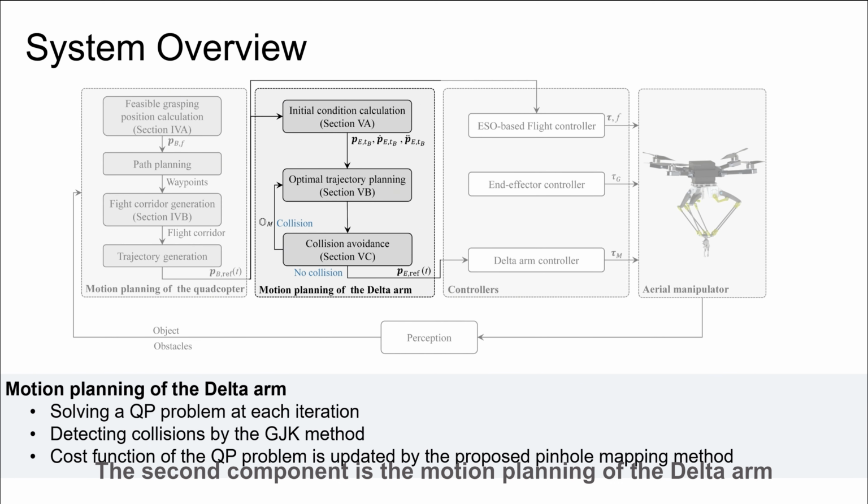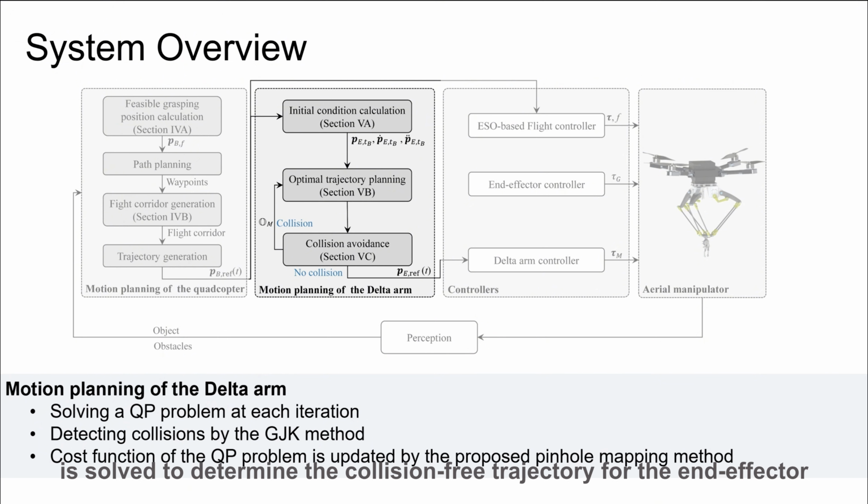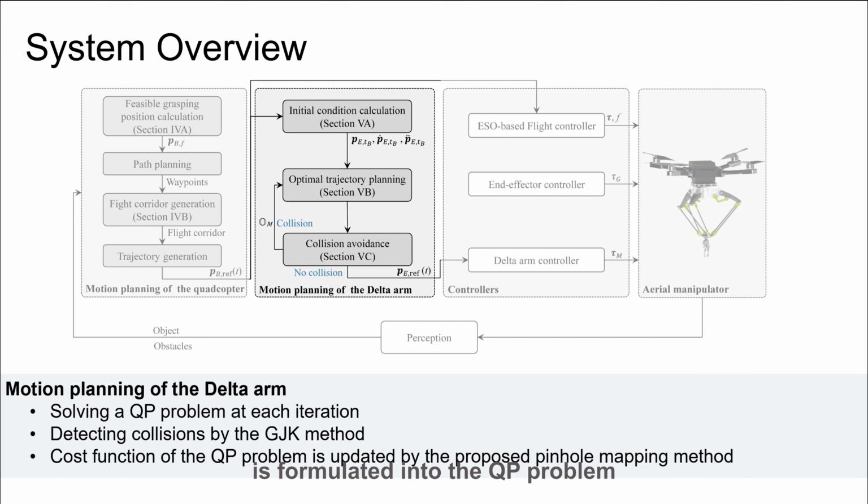The second component is the motion planning of the delta arm. It is solved by an iterative approach based on a proposed pinhole mapping method. At each iteration, a quadratic programming problem is solved to determine the collision-free trajectory for the end-effector. A collision avoidance term, designed based on the pinhole mapping method and the GJK-based collision check results, is formulated into the QP problem, so that the aerial manipulator is driven away from the obstacles in the local environment.